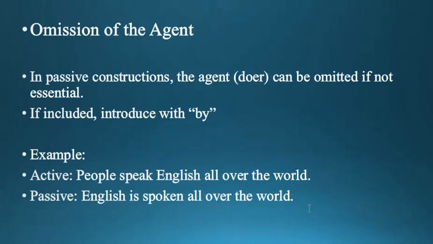So it is spoken by people. But by reading the sentence "English is spoken all over the world", it is clear that people all over the world speak English. So we need not especially include "people" in that sentence. Even if we omit the word "people", the meaning can be understood. This is what we mean by omission of the agent. In certain sentences, it is not necessary to use the subject.